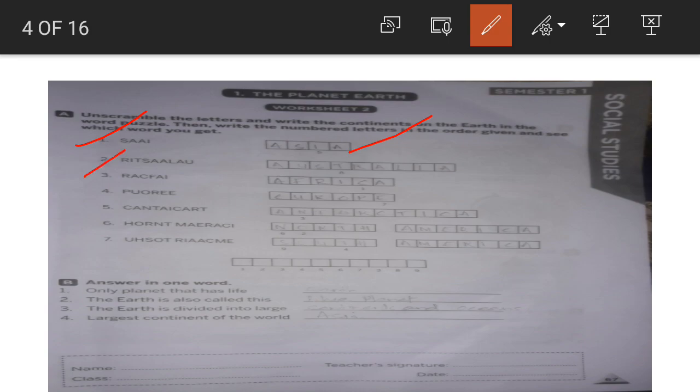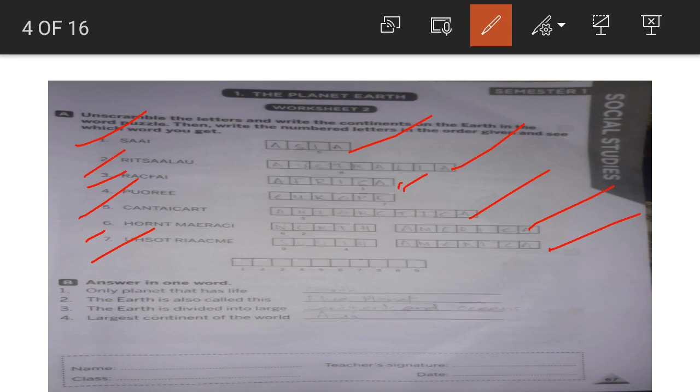Next, question number 2. RITSAALAU. If we place it in order, we will get the continent Australia. Next, question number 3, RACFAI. That is Africa. Next, CANTAICART. That is Antarctica. Next, HORNTMAERACI. That is North America. UHSOTRIAACME. That is South America.